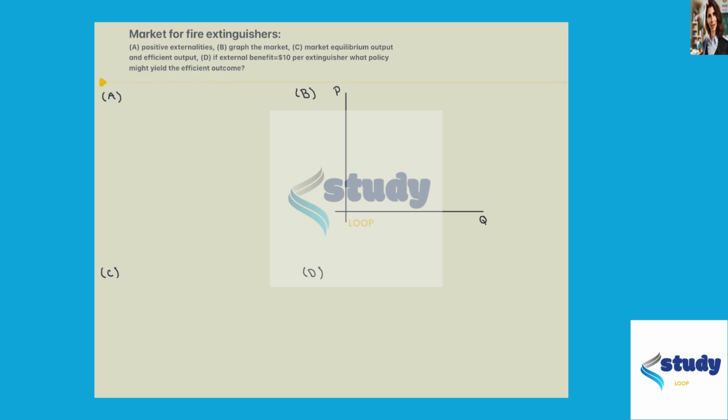Here, discussing externalities, we're working with the market for fire extinguishers, and part A is asking us to identify any positive externalities that may exist within this market. What we see is that these fire extinguishers exhibit positive externalities because even though we may be buying this fire extinguisher just for our own use, by using it, we may actually be preventing the fire from spreading to others. So we're preventing property damage occurring to other homes and to other properties.